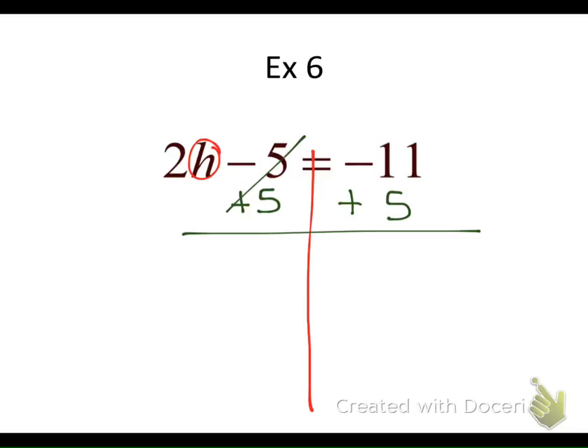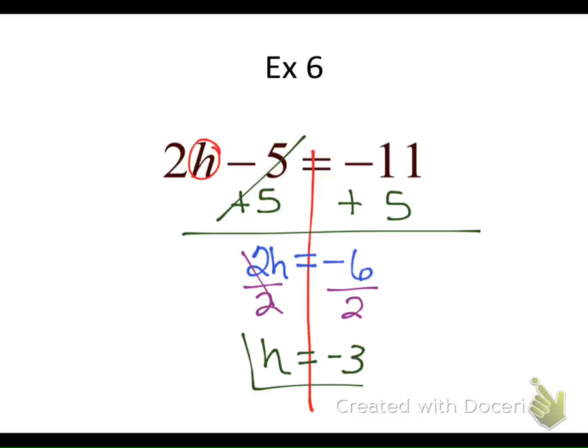Okay. All right. Left side, I bring down my 2h. Right side, -11 plus 5 is -6. Get the h by itself. I divide by 2. So h equals -3. Again, if those negatives are giving you a hard time, use your calculator. If you don't know how to type your negative into your calculator, let Ms. Herzing or I know. We'd be happy to help you or to show you.